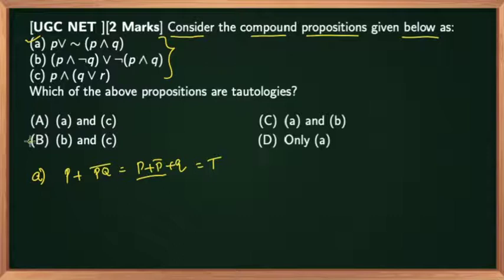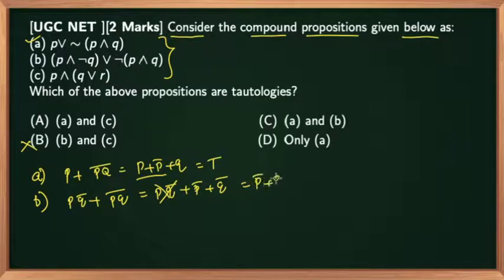So choice B, this is wrong. Now let's see the next choice, B, that's PQ bar plus (PQ)bar. So that's equal to PQ bar plus P bar plus Q bar. So I have Q bar here and PQ bar here, so I can cancel this term. So I'm getting P bar plus Q bar. This is not equal to true always, right? So B is not a tautology. So that means C is wrong.